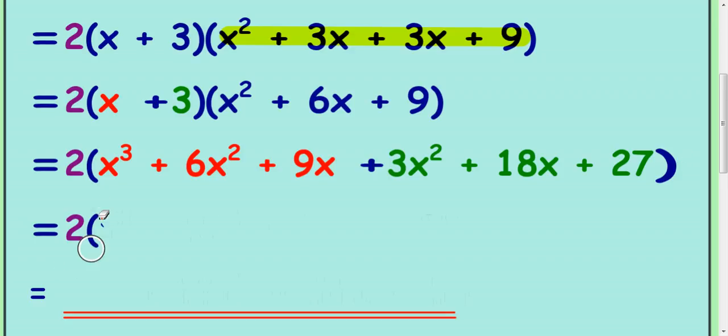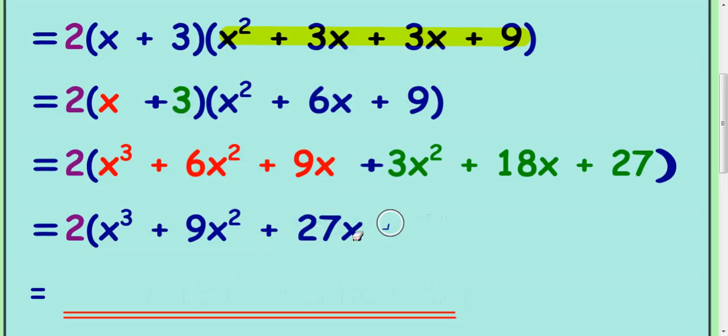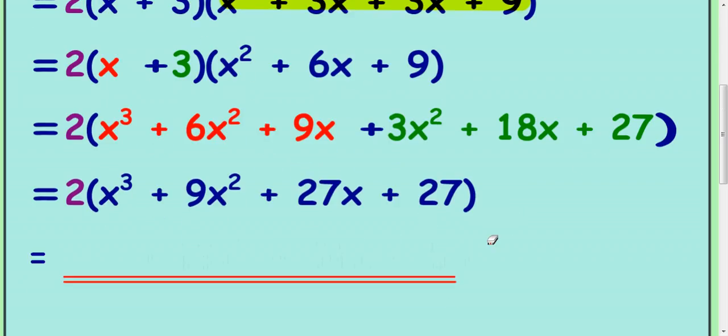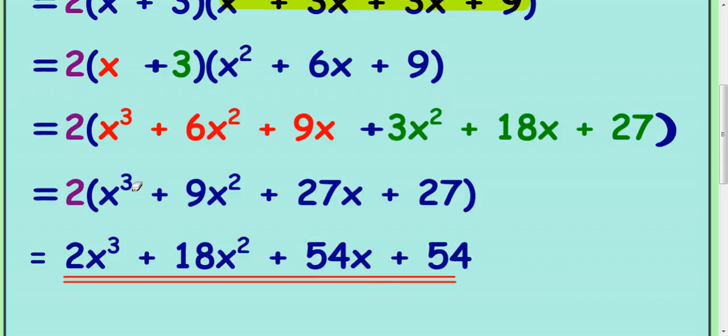Okay, I'm going to leave the 2 at the front again. I'm going to tidy all this up. I can add the 6x squared and the 3x squared to get 9x squared, and I can add the 9x and the 18x to get 27x, and then put the 27 at the end. And the final thing to do is just to multiply through by the 2, so dead easy, just double everything basically. 2x cubed, 18x squared, 54x and 54 to finish.